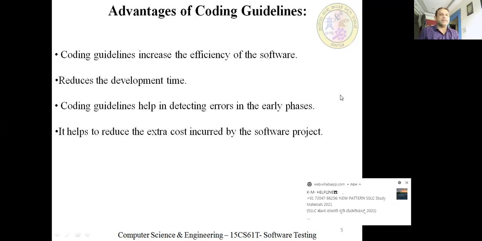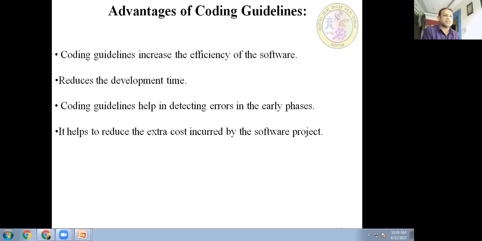So extra money is saved for the organization or the company. If there are any mistakes, this will help you reduce the cost. It helps reduce the extra cost incurred by the software project. Expenditure is reduced if you follow the coding guidelines. Go through this, somebody.